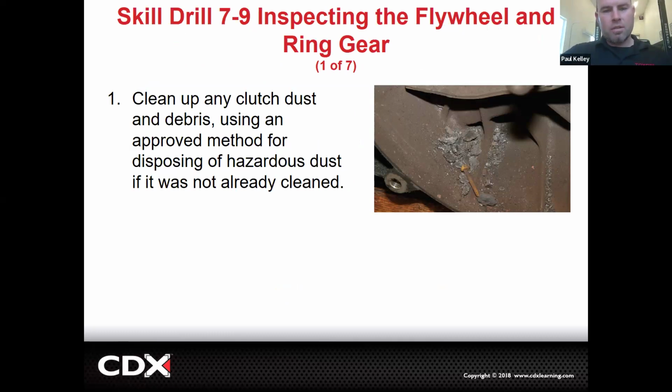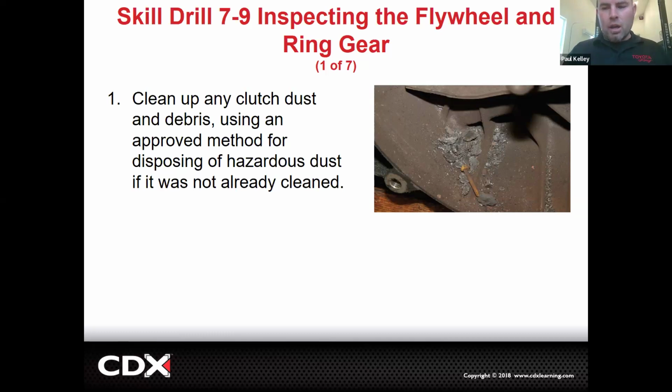Blast it with some air, because then it's in the air and you're going to breathe it. So it's actually better to use that blue roll around brake parts washer and clean it out with the brake parts washer, because that's going to grab the dust and the hazardous material. These are probably going to have mostly ceramics and carbon. It's not likely to be asbestos based.